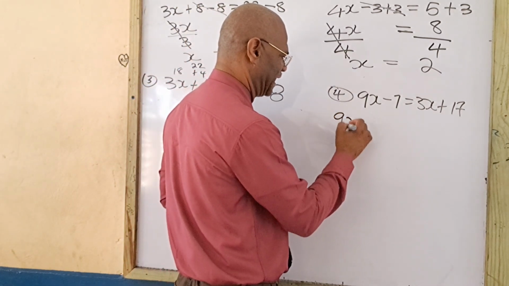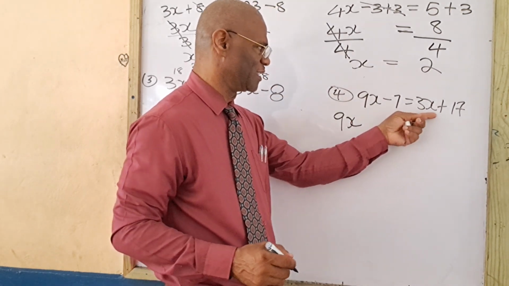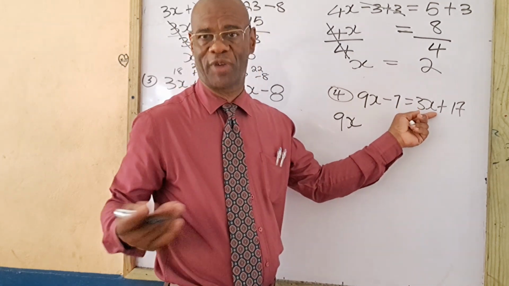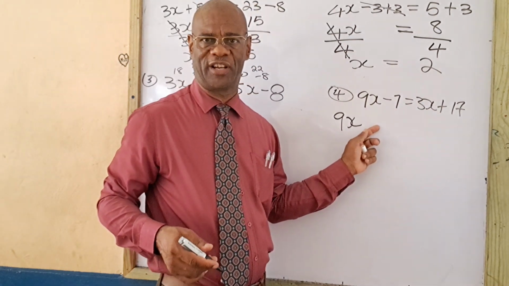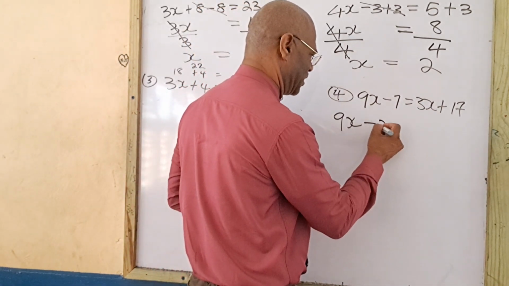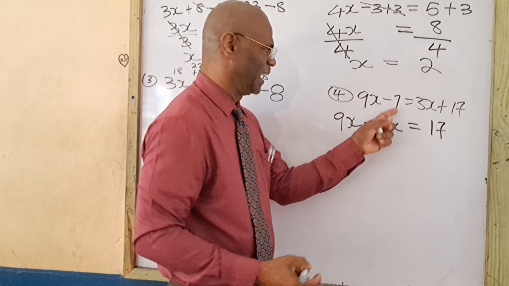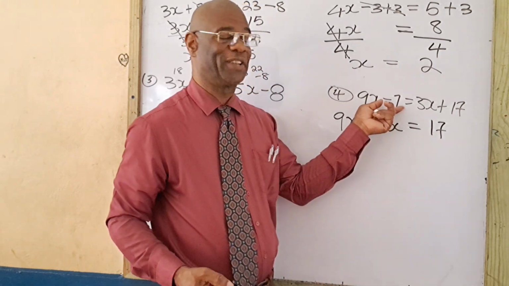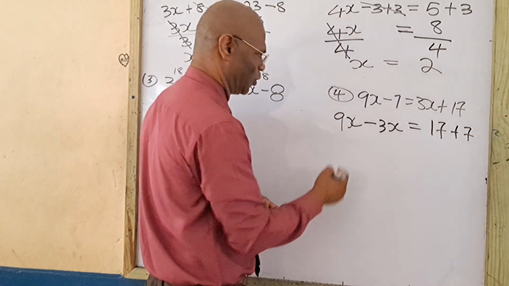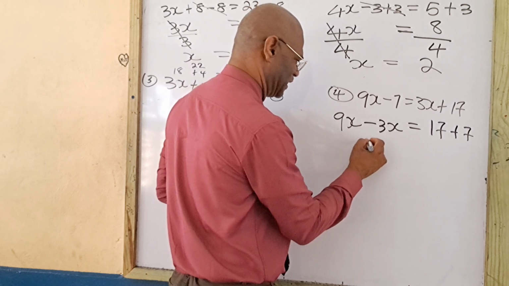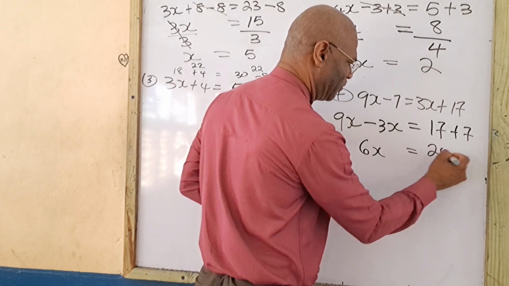So we have 9x. Now, what would I need to do to get rid of this 3x from here? I'd have to subtract it. And if I subtract 3x here, I must also subtract 3x on the other side. So I'll have minus 3x equals 17. We are left with 17 over there. And how do I get rid of this from here? I'd have to add 7. So I'll add 7 here as well. So we now have 9x minus 3x, that's 6x, equals 17 plus 7 is 24.